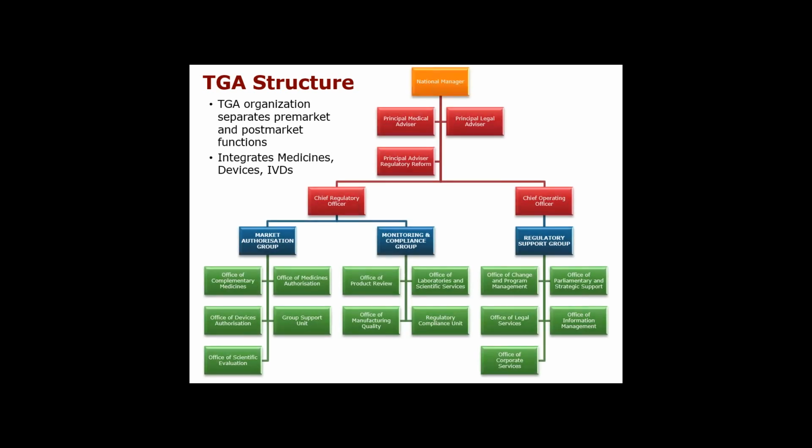Next on, the TGA organizational structure. TGA separates its pre-market and post-market functions. What you have is the high-level management in red, and your pre-market sector for the medical devices lies in the Office of Device Authorizations. So this is where all the device applications are assessed and reviewed. Then on the other sector, you've got the Office of Product Review, which looks at post-market. And this is basically the post-market vigilance.